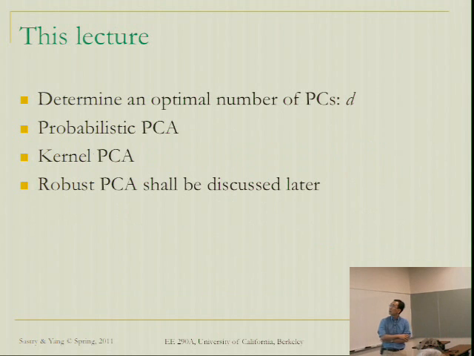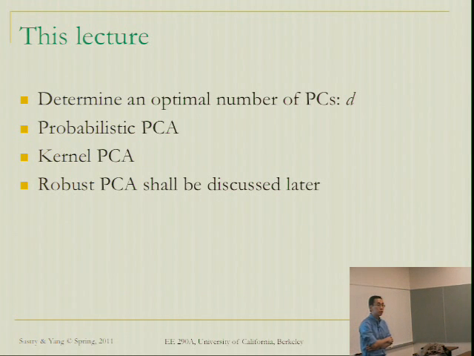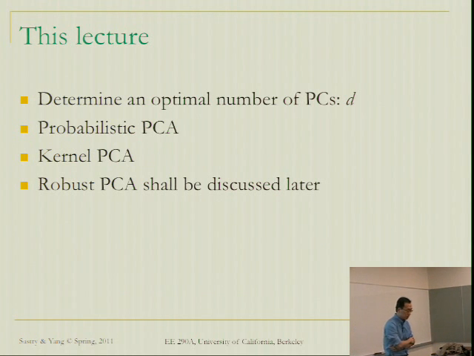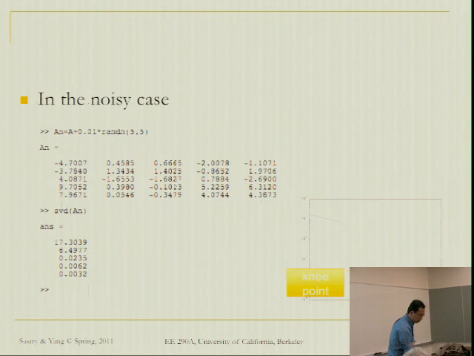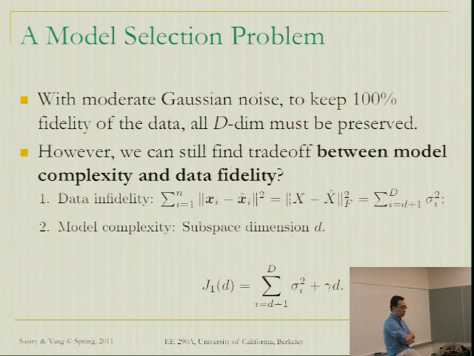The first one is how to determine an optimal number of principal components, that is small d. And we also talked about a new formulation for PCA called Probabilistic PCA. So let's go through the derivation very quickly. So we know that for choosing the optimal number of principal components, if we assume moderate Gaussian noise, the problem becomes a model selection problem. Nonetheless, we can still find a trade-off between model complexity and data fidelity.